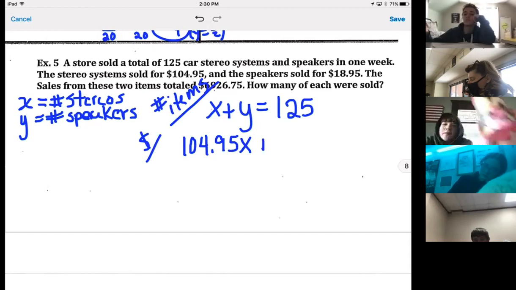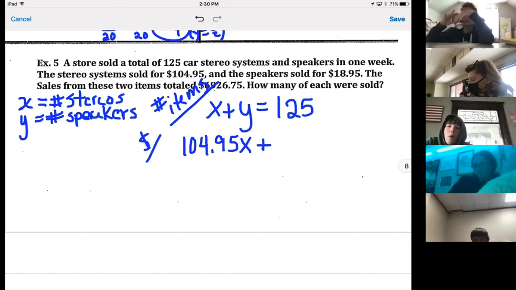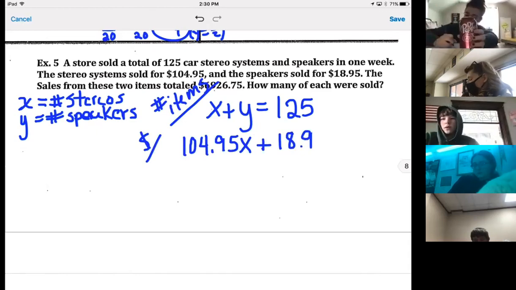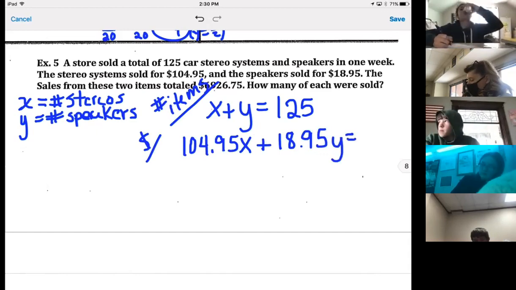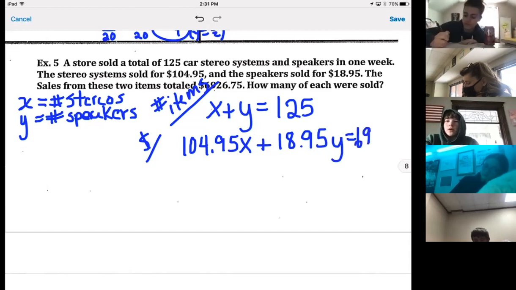How much money came in from the sale of the speakers? $18.95. Not just once though. Y times, right? And how much money total came in? Oh, wow, $6,926.75. So that's my money equation. Whoa. What does that say? $6,926.75.